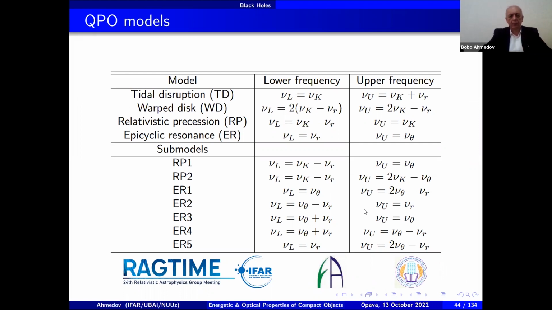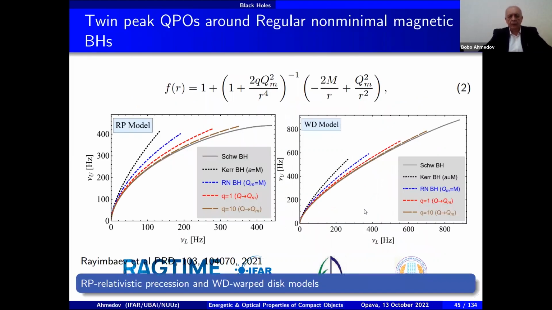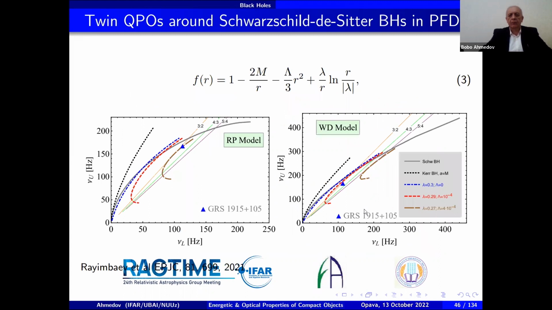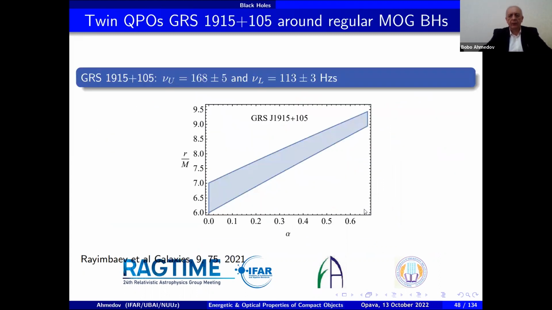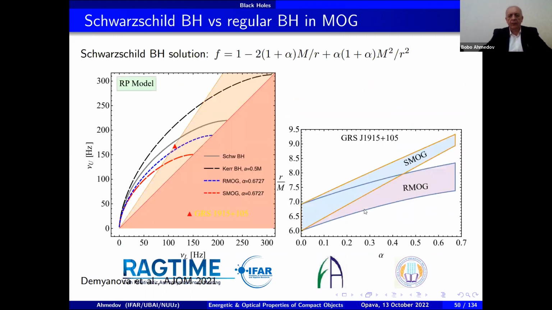We can get constraints using different approaches. For example, there are different models such as tidal disruption, warped disk, relativistic precession, and epicyclic resonance models. Looking at the data from the observations, it is possible to get constraints on the parameters of the different models of black holes. This is what we can get.